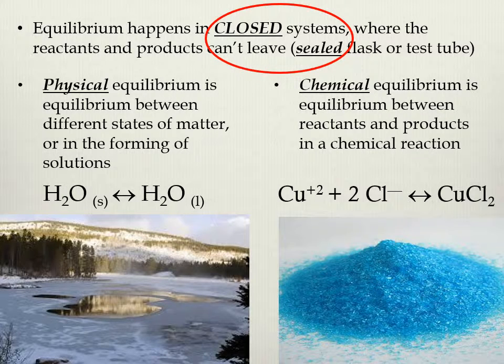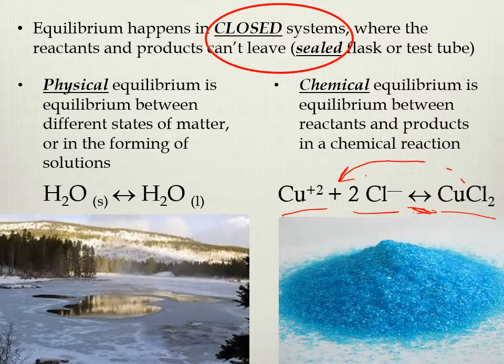Chemical equilibrium, on the other hand, is between reactants and products actually having a chemical reaction, like in this example here. We see copper and chlorine, two separate elements, combining to make this molecule copper chloride, one compound. And again, with this double arrow here, it's a reversible reaction, so we know that the reactants, the copper and the chlorine, can combine to make the copper chloride, but we could also have this copper chloride splitting apart again into its original pieces, copper and chlorine.